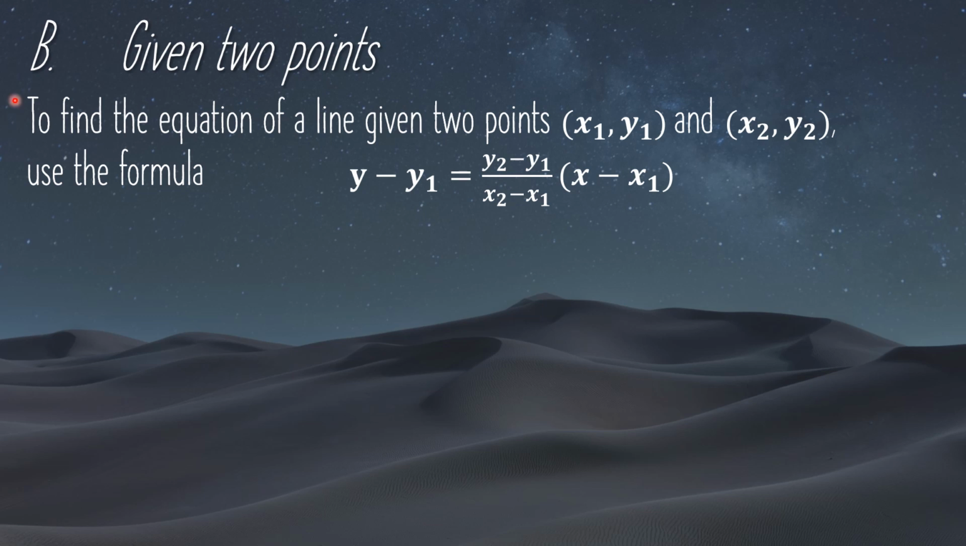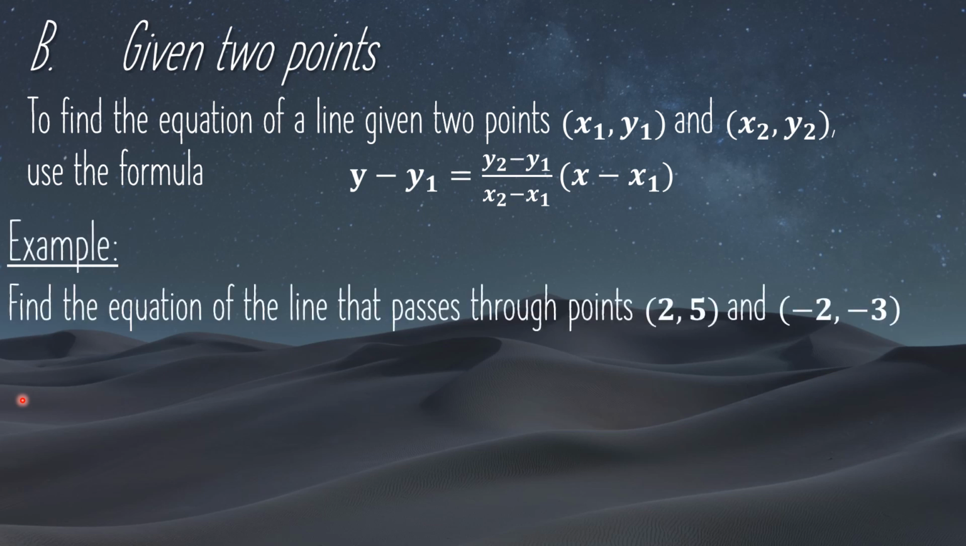So kapag magsasubstitute na tayo mamaya ng values, given yung 2 points, kailangan may matitirang dalawang variables which are the variables y and x. So yung may mga sub 1 at sub 2 ay papalitan natin ng given points. So let's have the example. Find the equation of the line that passes through points 2, 5 and -2, -3.